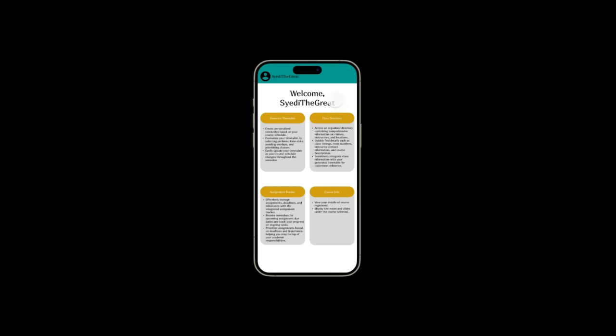Access an organized directory containing comprehensive information on classes, instructors, and location. Quickly find details such as class timing, room numbers, instructor contact information, and course description. And the last one, seamlessly integrate class information with your generated timetable for convenient reference. We click on the class directory.